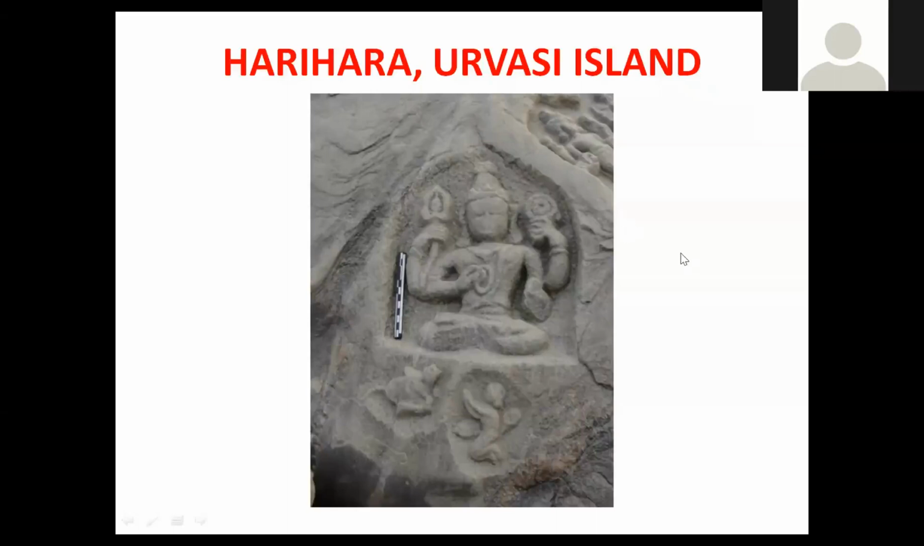Harihara images are not very common in Assam, actually, and we find them only up to the 12th century. In the later period, we find other Brahmanical deities like Vishnu, and scenes from the epics, but we do not find Harihara. We shall now explore the links of Harihara with Cambodia in Southeast Asia.